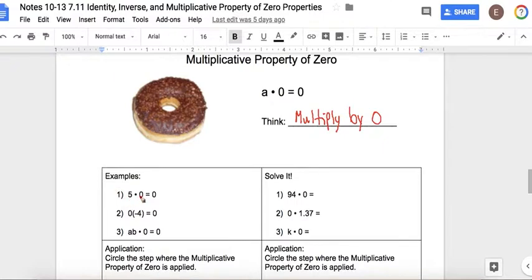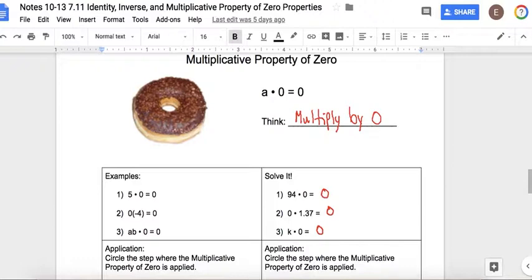So example 1 says 5 times 0 equals 0. 0 times -4 equals 0. And AB times 0 also equals 0. So now we have to finish these. 94 times 0 equals 0. 0 times 1 and 37/100ths is 0. And k times 0 is also 0.